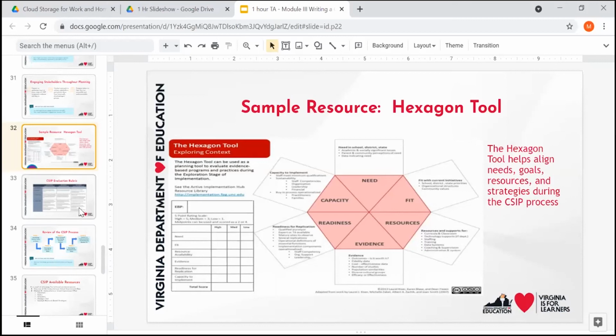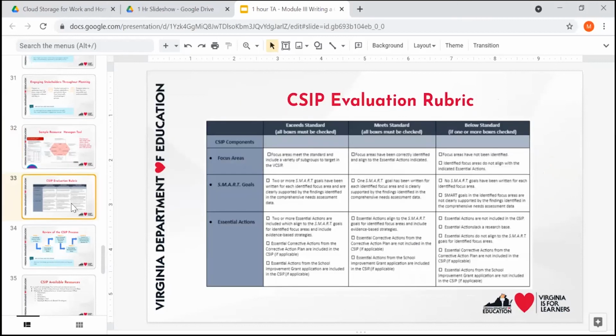We also have a rubric that would help you self-assess your CSIP. So you've been working on your CSIP, your team's been meeting, you've written out focus areas, SMART goals, essential actions, action steps. You feel like everything's there. You can use this rubric. This is just one little picture of it. We'll share the whole thing with you to assess yourself.